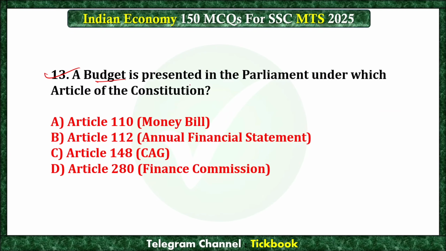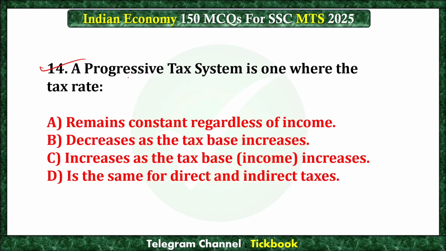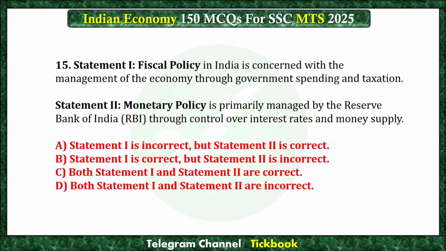Question 13: A budget is presented in the Parliament under which article of the Constitution? Option B, Article 112, Annual Financial Statement. Question 14: A progressive tax system is one where the tax rate. Option C, increases as the tax base, income, increases.